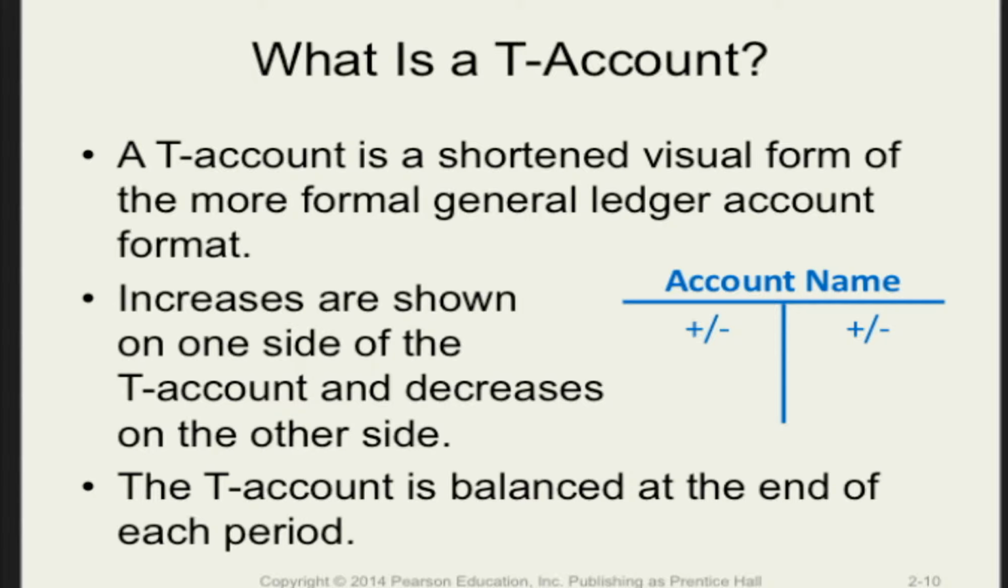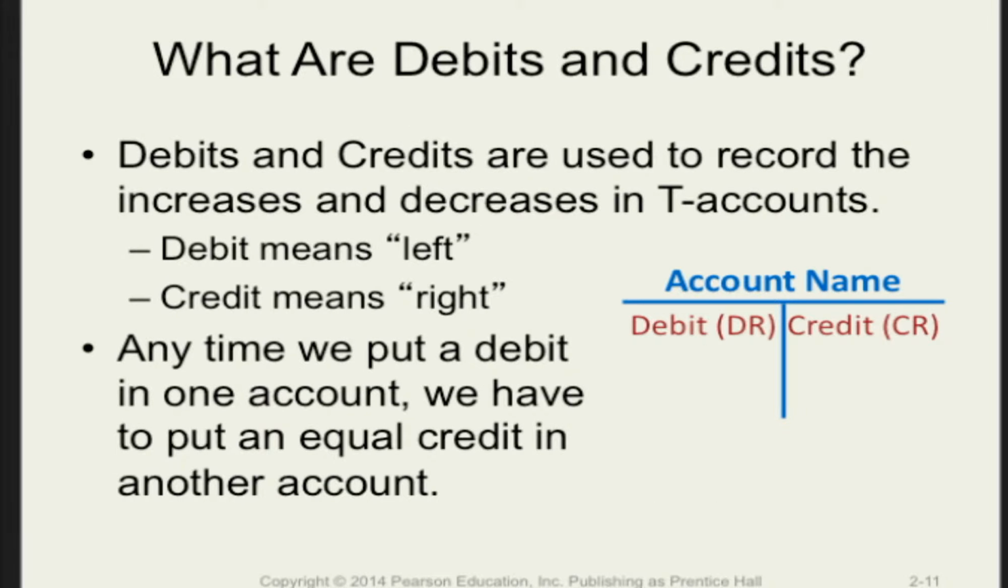The left and right side of the T account will be used to record increases and decreases in the account. We will put all of the increases on one side and all of the decreases on the other side of any particular account. We will call the two sides of the T account debits and credits. Debit is simply a word that means left. Credit means right. So when we need to put something on the left side of a T account, we say we are debiting that account. When we need to put information in the right side of the T account, we say we are crediting the account.